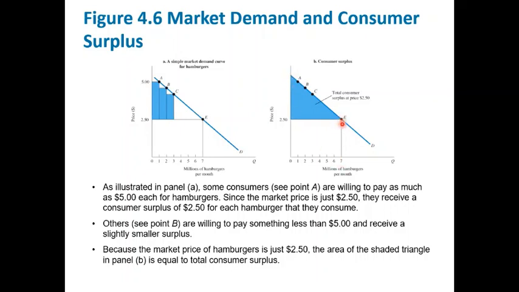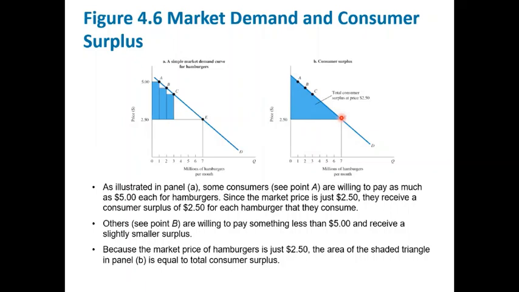The base of the triangle is 7 minus 0, so that would be 7. The height up here would be $5.50 minus $2.50, so that's $3. So base times height is 3 times 7, or 21, divided by 2 is 10.5, and that's millions of hamburgers. So in this market, the consumer surplus is $10.5 million. That is the consumer surplus from this hamburger market, $10.5 million.